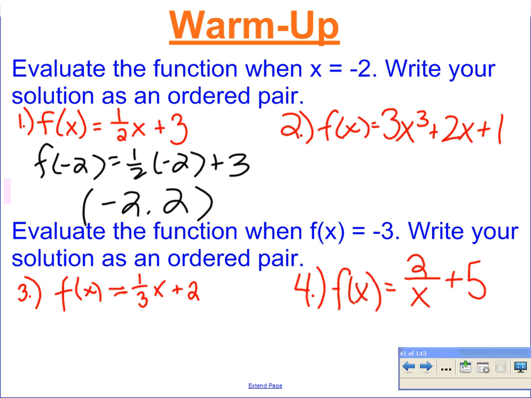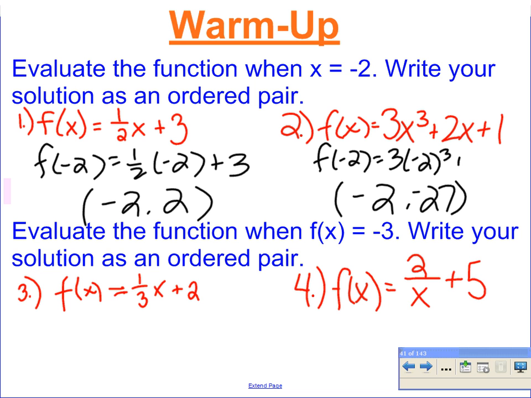So x is always -2, so -2 should be here, y should be 2. And my ordered pair for this one over here, Eric. -2, -27. Right, -2, -27. So this is f of -2 equals 3 times -2 cubed plus 2 times -2 plus 1. Which is a lot of stuff, but if you do order of operations, you should get -27. Does anybody need me to actually go through that?